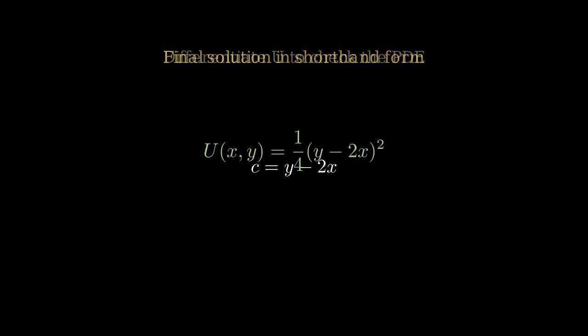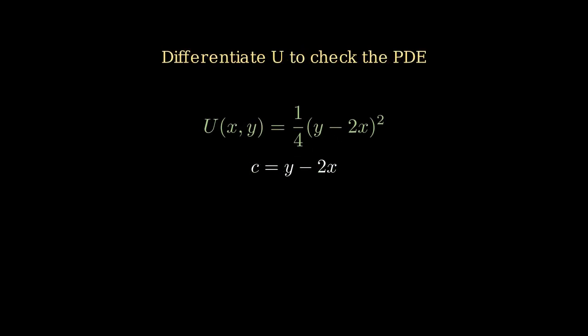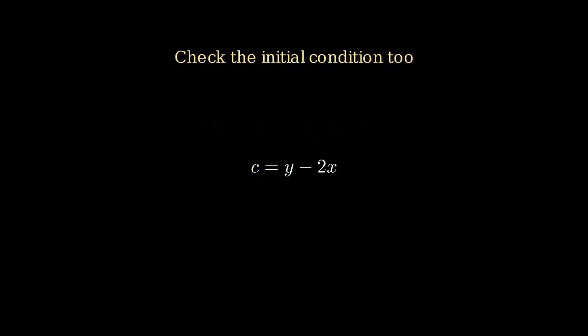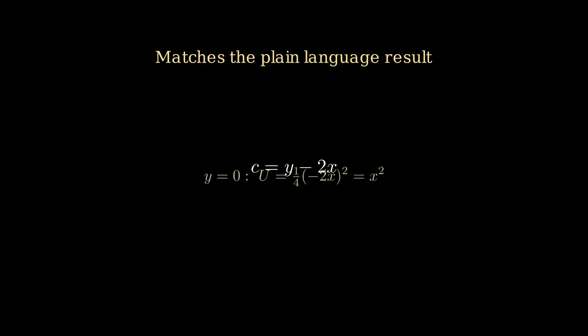Finally, the check, differentiating: u sub x equals negative the quantity y minus 2x, and u sub y equals 1/2 times the quantity y minus 2x. Then u sub x plus 2u sub y equals negative the quantity y minus 2x plus the quantity y minus 2x, which equals 0, confirming the partial differential equation is satisfied, and setting y equal to 0 gives u equals x squared, confirming the initial condition too. This matches our earlier plain language result exactly.